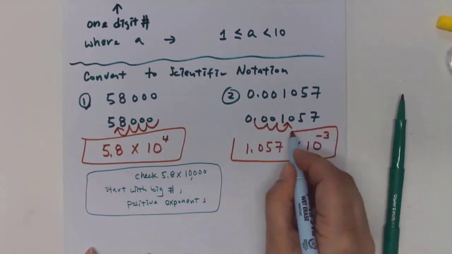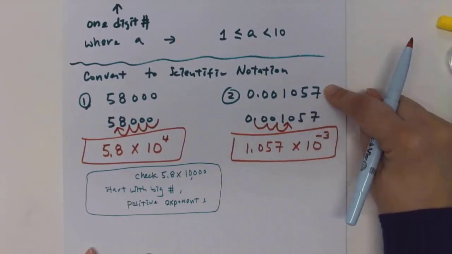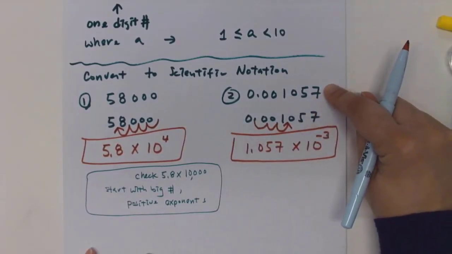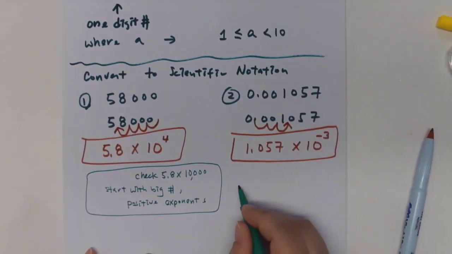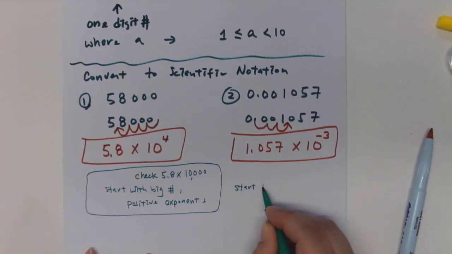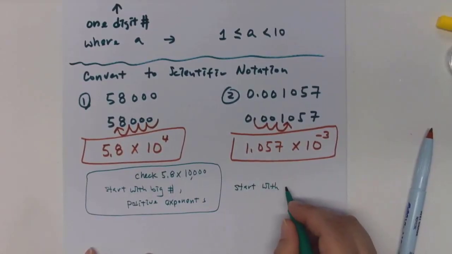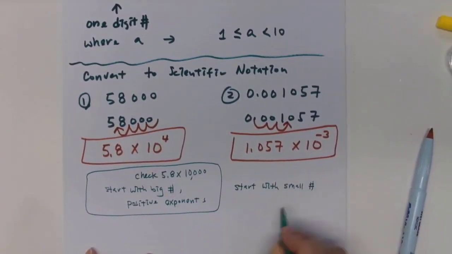The way we remember it is, this is a tiny number, right? Small number means smaller than 1. And then the exponent is going to be, if you started with a small number, then the exponent will be negative. And by small, I mean less than 1, okay?